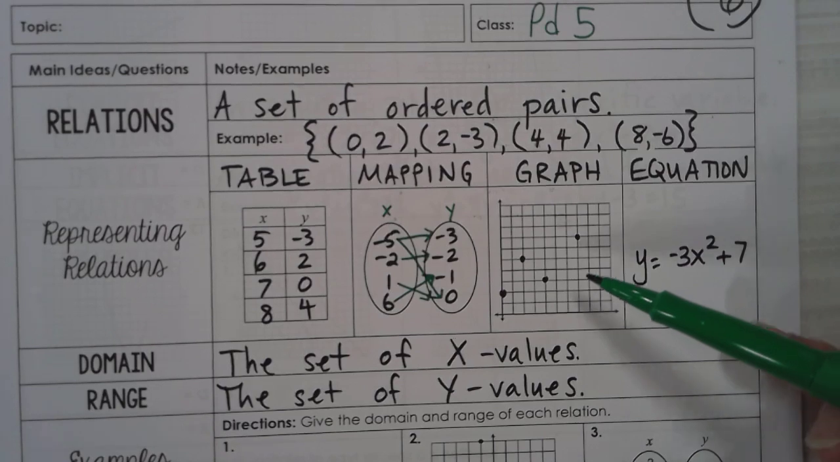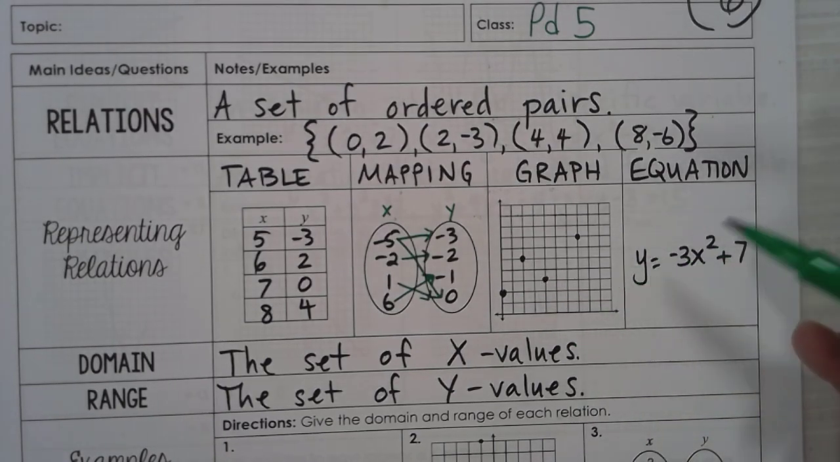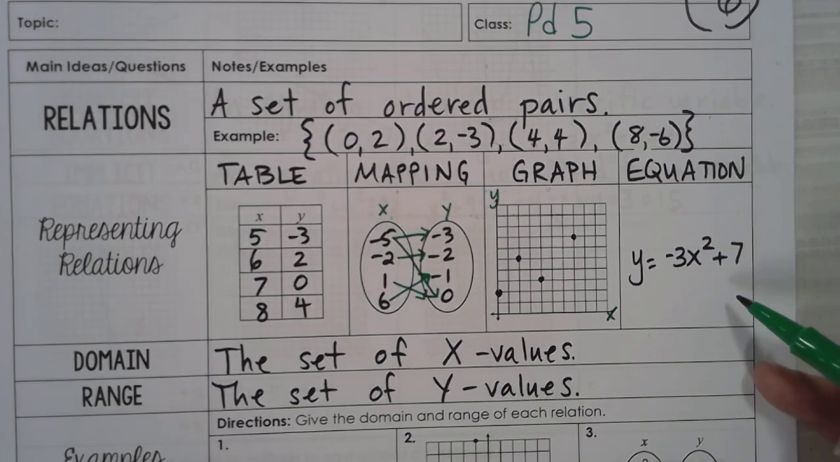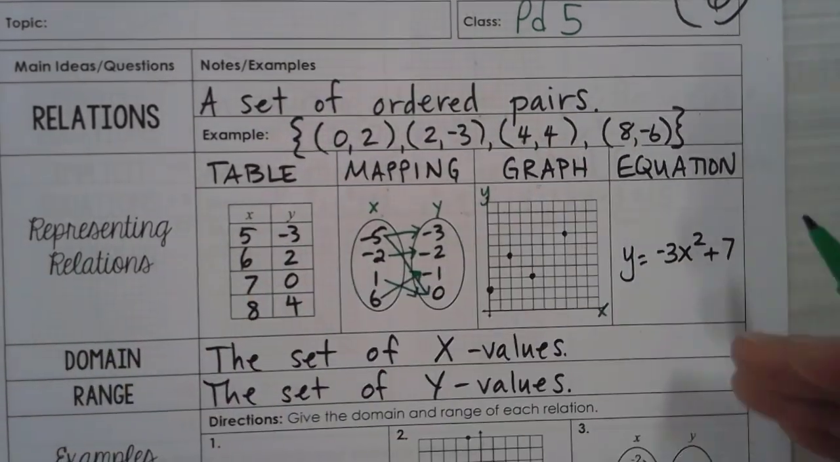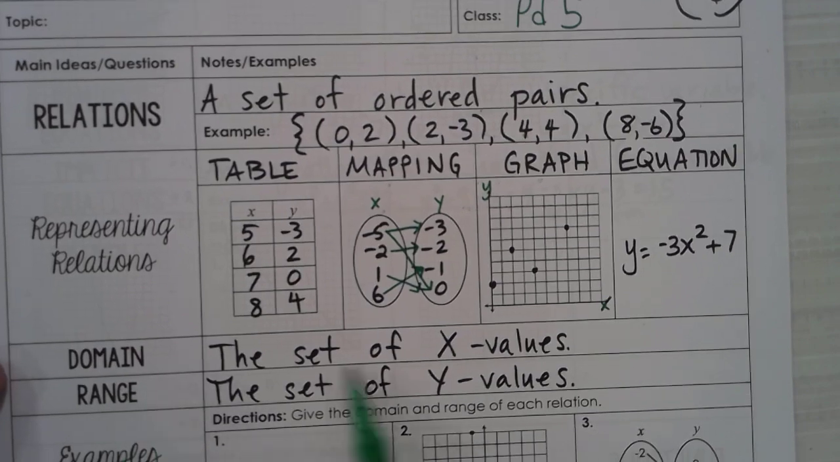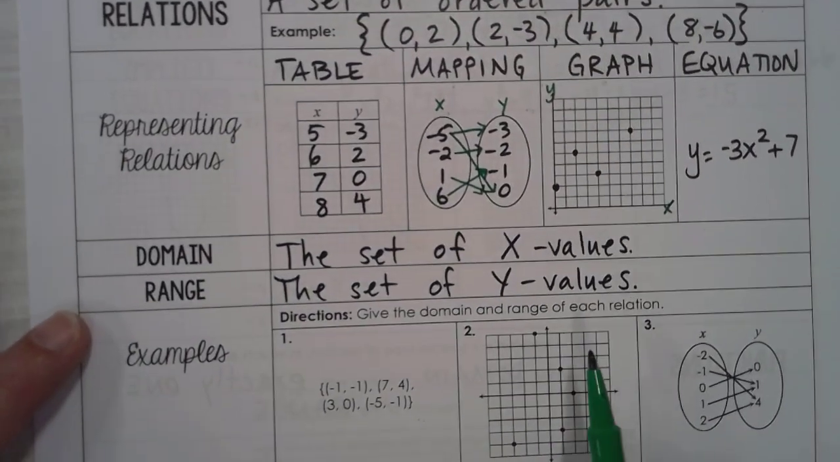Then we have our graph. We have our ordered pairs as little dots with our x-axis and our y-axis, just like we've done forever. And then we have an equation, right? So for all of these methods, you need to be able to tell what the domain and range are from them, okay? All right, so everybody remember, domain is x, range is y?